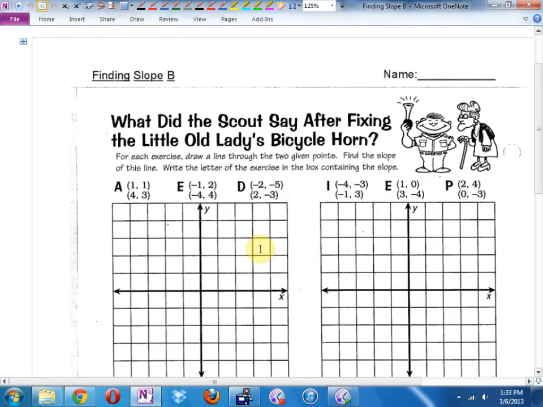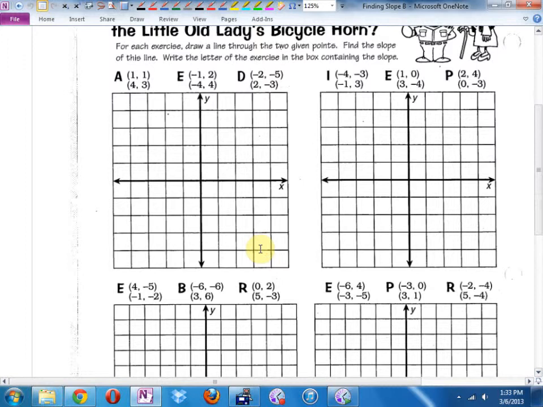What did the scouts say after fixing the little old lady's horn? I'm going to guess beep repaired? Yes. That one I figured out. Instead of beep repaired, because the horn makes a beep. Brody's back here. That's so funny. It's like, oh man, you should pay money for that.